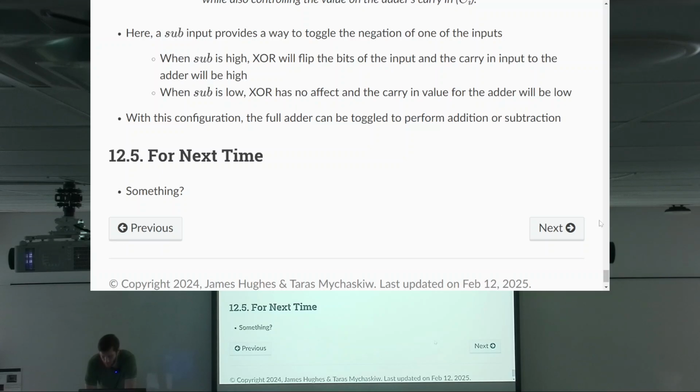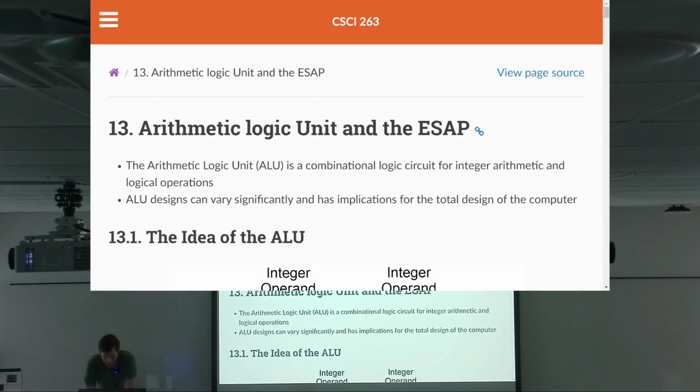Any last questions before we move on to the ALU and the ESAP? It is getting crazy. Now we're real cooking. No questions. Okay, so the ALU and the ESAP. Have I said ESAP yet? Okay, cool. I'll describe that in here then.